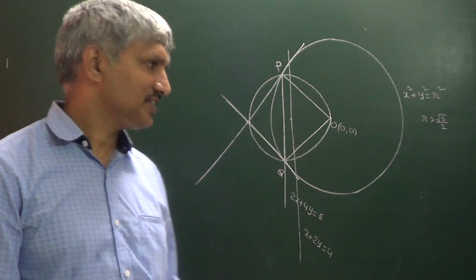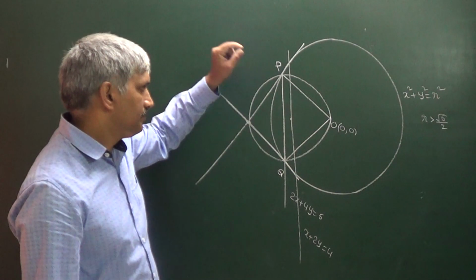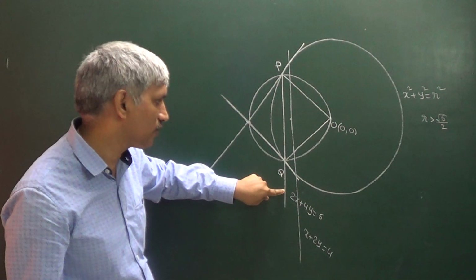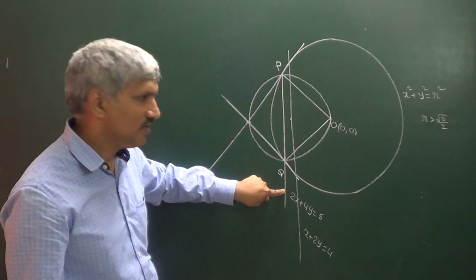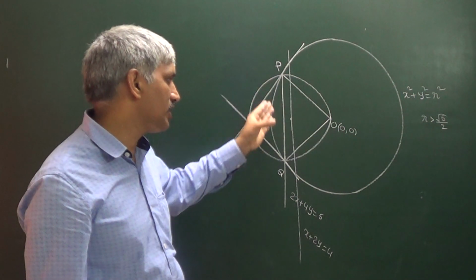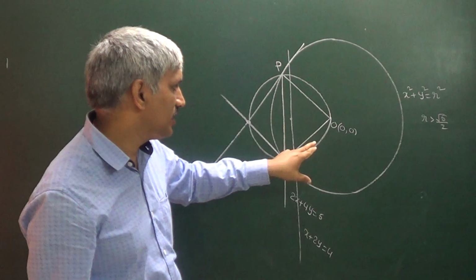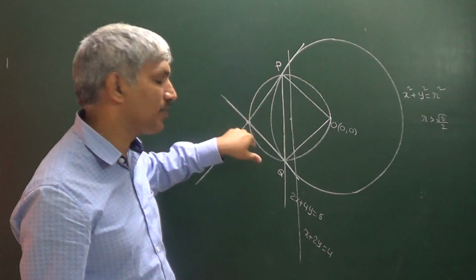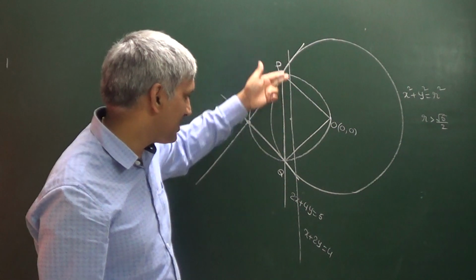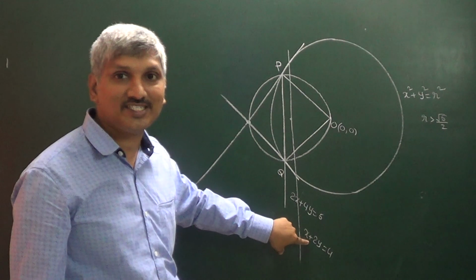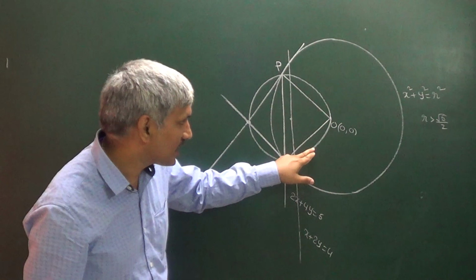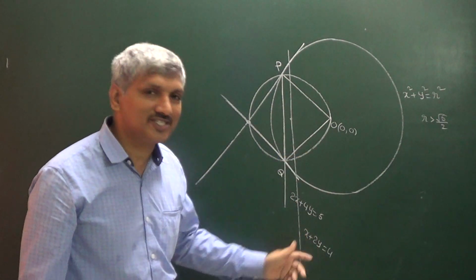Once again, check it. The chord PQ equation is given as 2x + 4y = 5, right? The center of the circle is given as (0, 0). Now OPQ is a triangle, and a circle is circumscribing the triangle OPQ. That circle has a center, and that center's line equation is given as x + 2y = 4. He is saying that this circle's center lies on this given line.